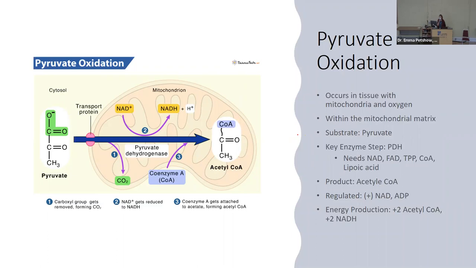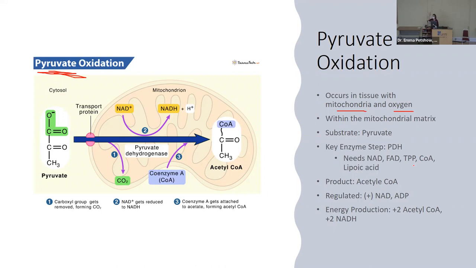So then pyruvate oxidation. We have gotten pyruvate now from glycolysis. Now we're going to take pyruvate and convert it into a usable thing that we can then put into our next step, which will be our Krebs cycle, our TCA or citric acid cycle. Pyruvate oxidation occurs specifically in tissues that have mitochondria and oxygen in high amounts. So if we're in a deoxygenated state, this would not occur.